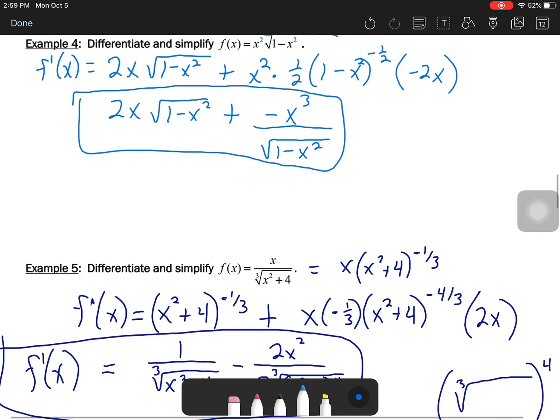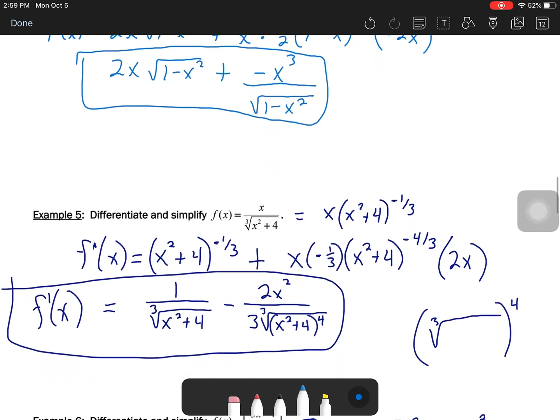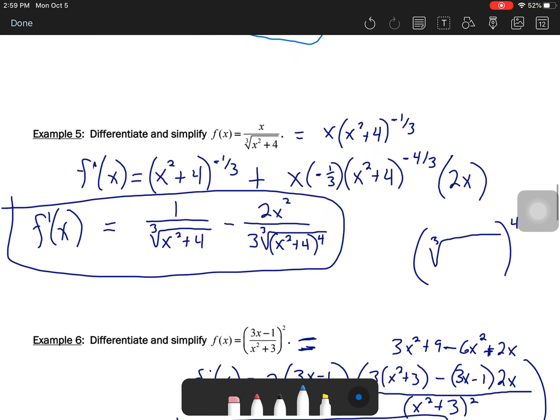All right. And there are a couple more here, and just for time's sake, I'm just going to talk through these ones so that we can go a little bit faster here. So here we have a quotient, right? Now again with this, what you could do is write it as a product. I think that's probably easier in this case. Because it was x over, this is technically x over x squared plus 4 to the 1/3.